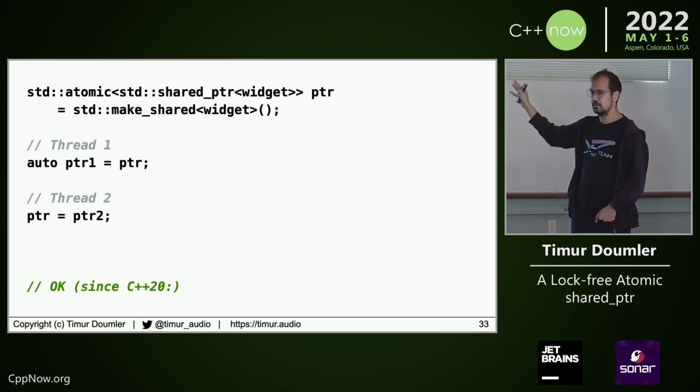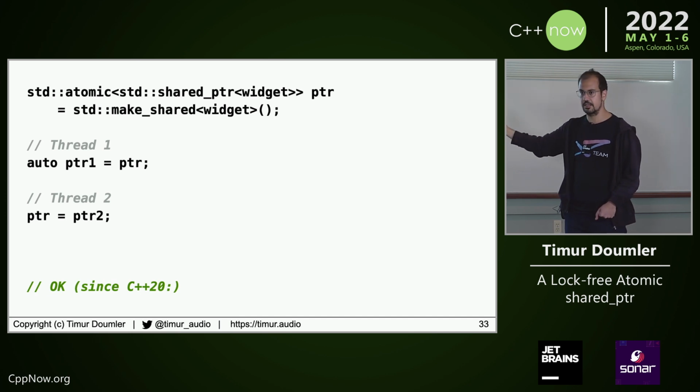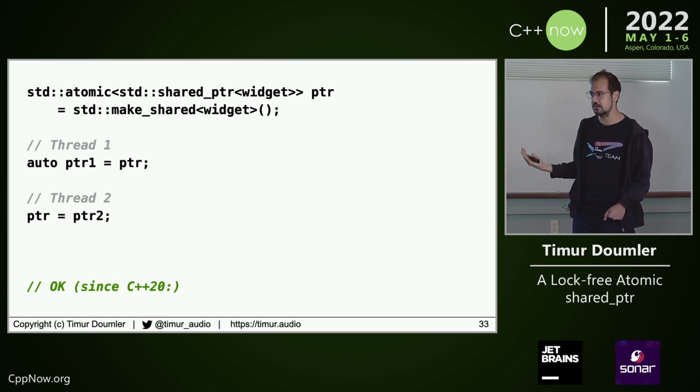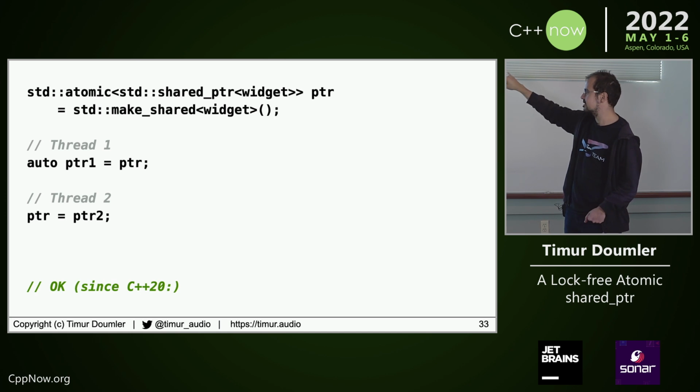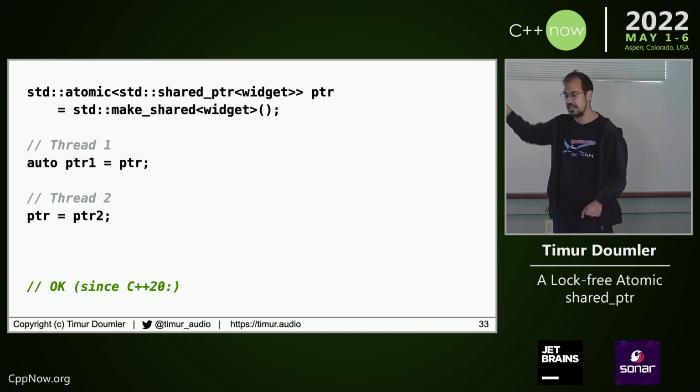I prefer to write load and store because I like it to be visible that it's a std type, but ultimately it's a matter of code style. So you can write this, which looks exactly like the very first version of this code, except it's now an atomic shared pointer, and that is safe.